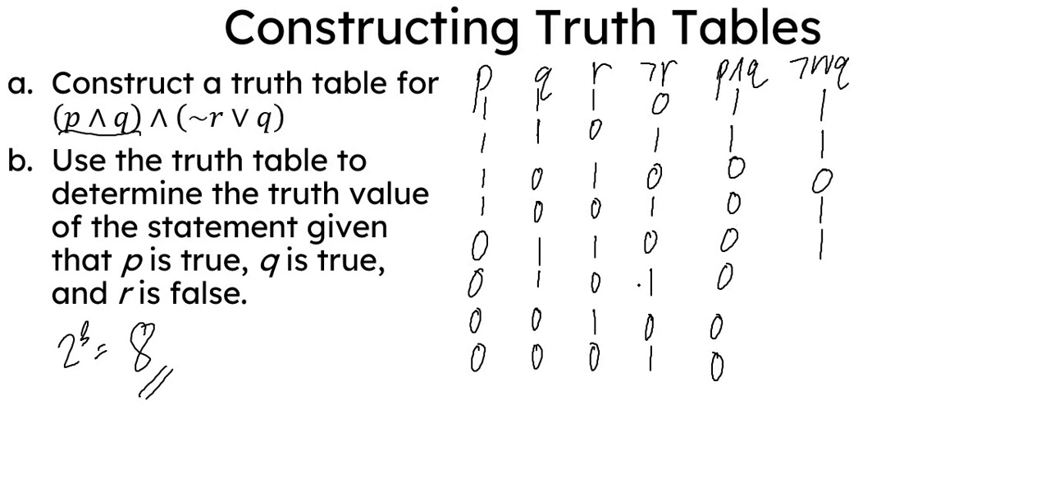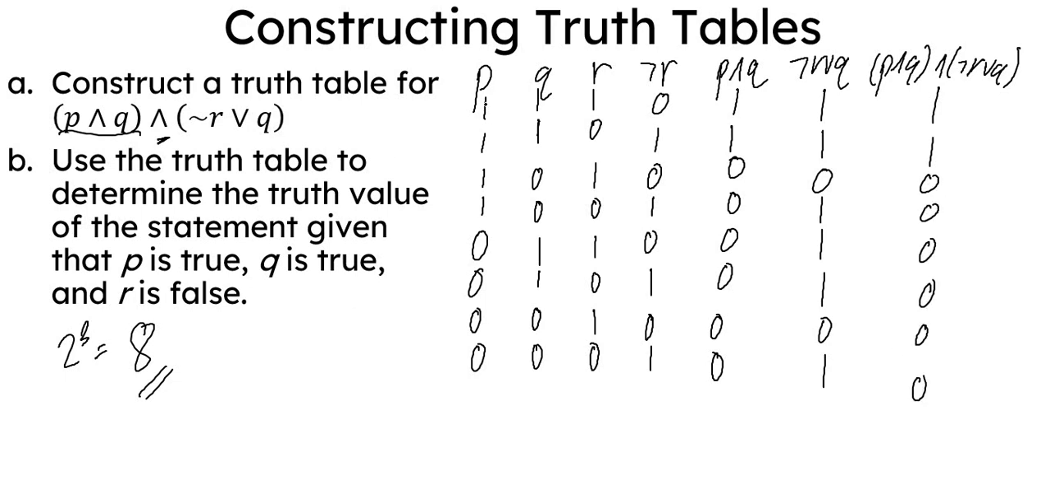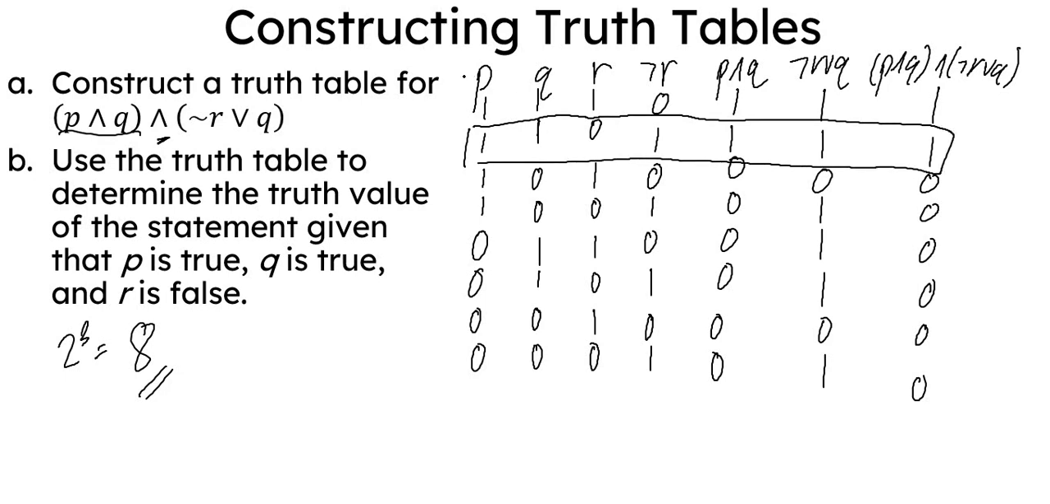False or true is true. True or true is true. False or false is false. True or true is true. And then we would now have to conjunct them. So we will now have P and Q and not R or Q. So true and true, true, true and true, true. But the rest will have false, so we'll also have false there. And if P is true, Q is true, R is false, it's the second row actually. We can see that given that P is true, Q is true, but R is false, the entire statement would still be true.